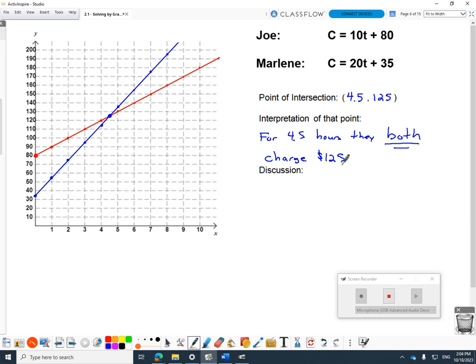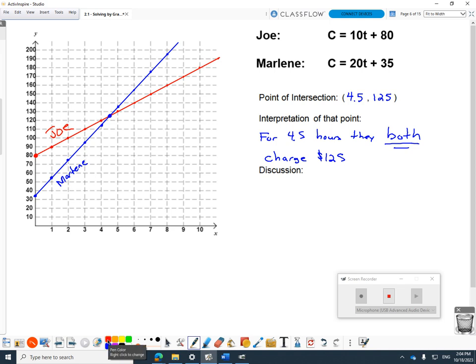The discussion. When would you use, oh, let me label them. Which one was which again? The red was 80, that was Joe. There's Joe. And the blue was Marlene. Let me write that down. Marlene. Marlene is a higher cost than mine, though. Over 4.5 hours. Right, yeah.